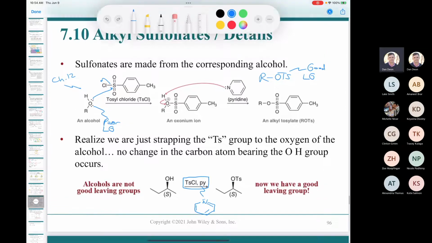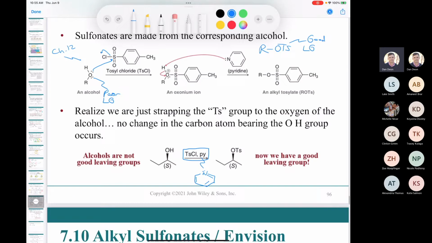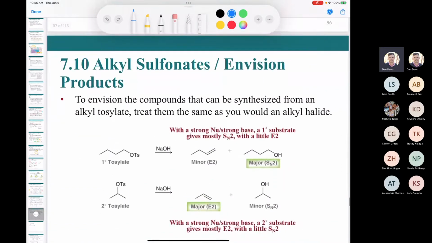So what do we know? If we have a substrate that's got a great leaving group, we can do SN2 and E2 reactions on it. And we find that if you have a primary tosylate and you treat it with hydroxide, which is a strong base, but it's also a strong nucleophile, you end up with a mixture of E2 and SN2 products. However, since the substrate is primary, the SN2 product is going to predominate.